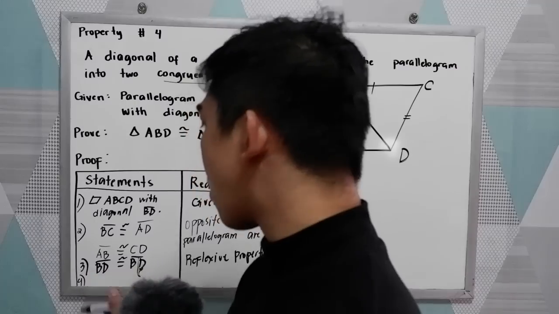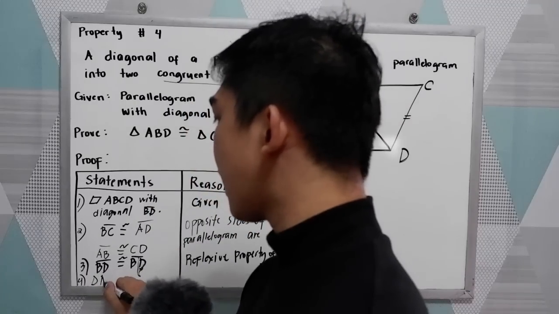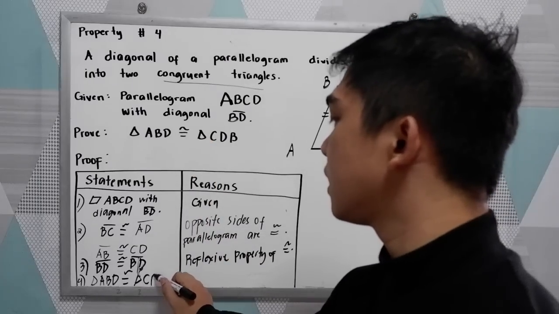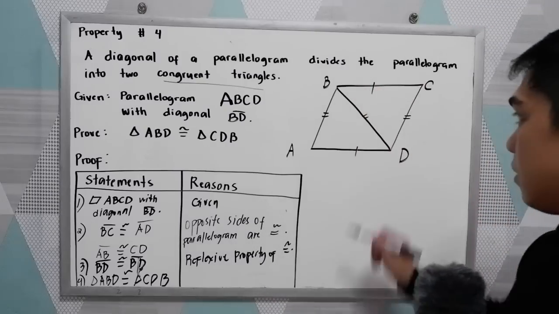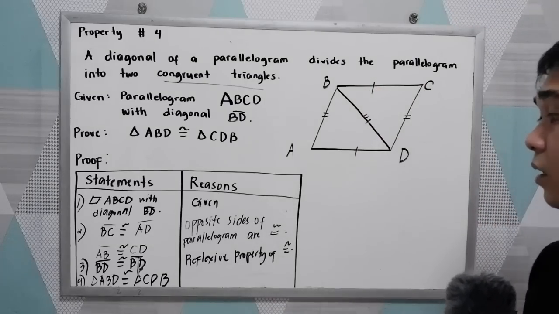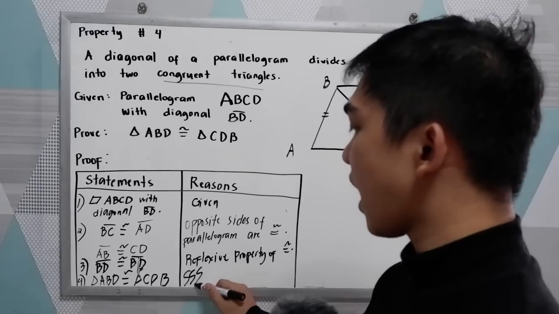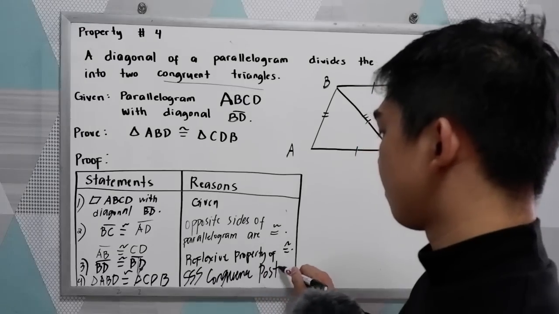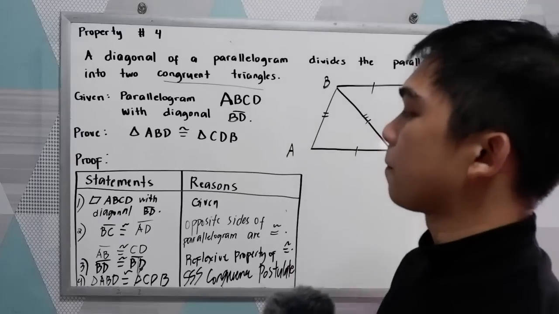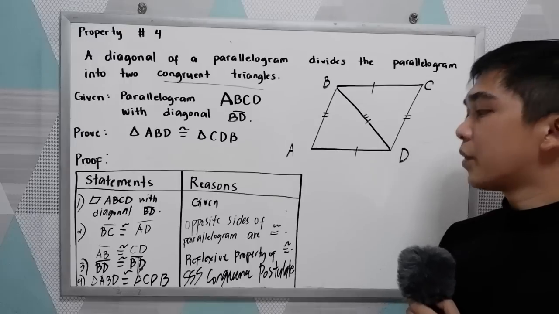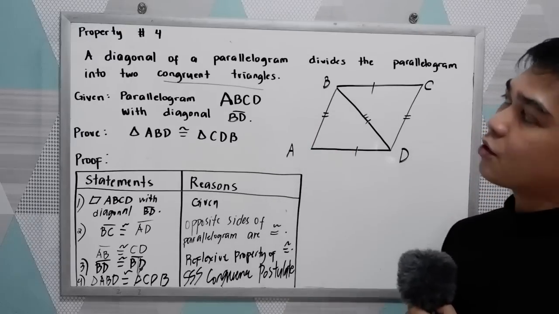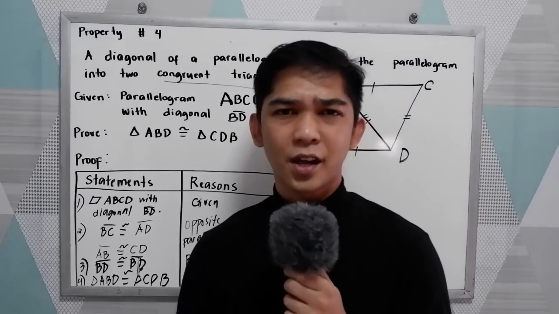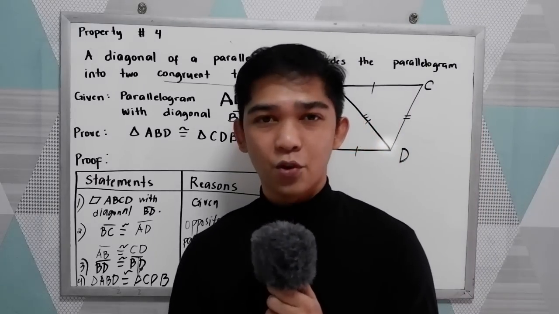And last, we can now conclude that triangle ABD is congruent to triangle CDB. That is using the SSS congruence postulate. And we're now done in proving that the diagonal of a parallelogram divides the parallelogram into two congruent triangles. That is our property number 4.